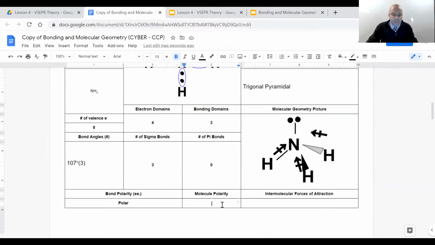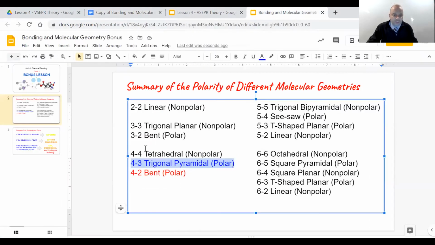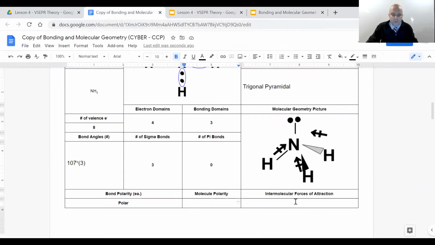What we want to do next is we're going to put in what our cheat sheet tells us. So in this case, that's polar. So in this spot, we're going to write in polar.